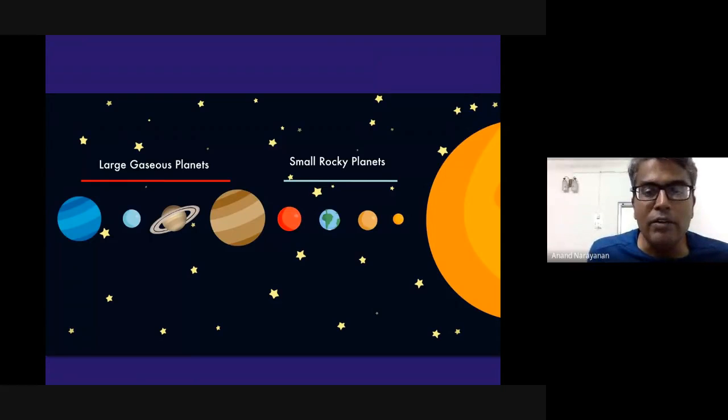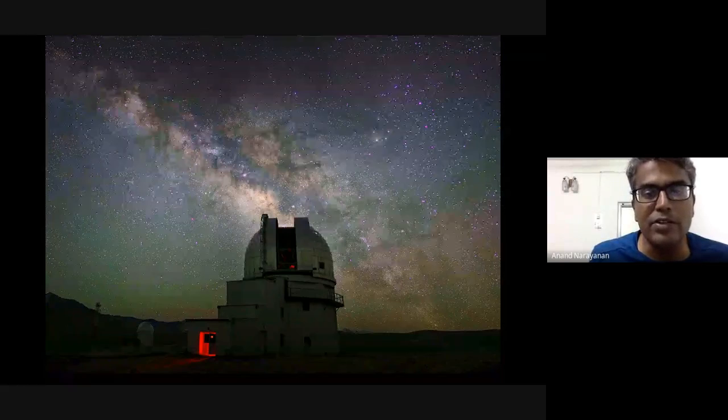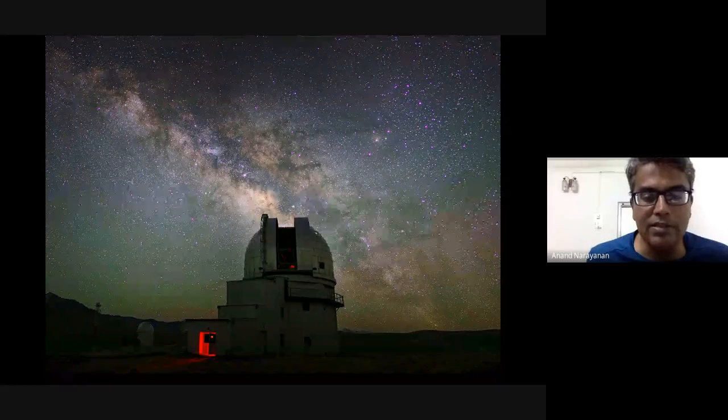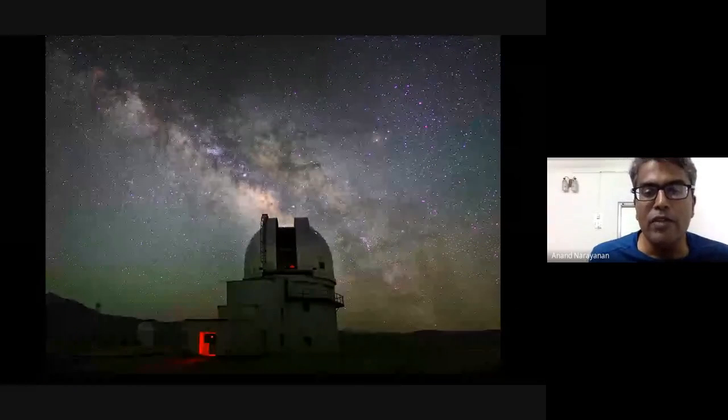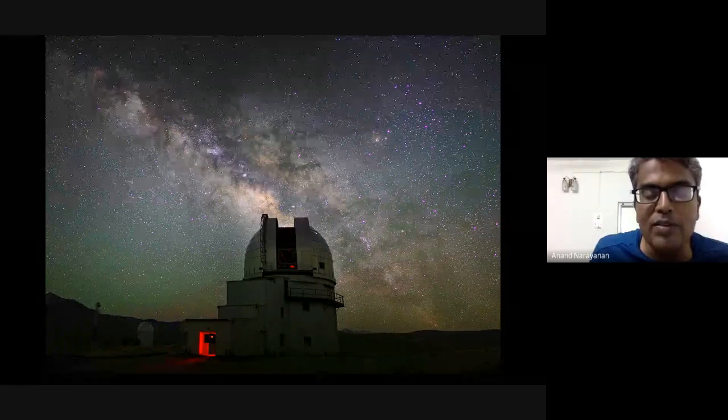But if you have ever looked at the night sky, you know that sun is not the only star. There are untold number of stars in the night sky. So here is an astrophotograph of the night sky from the Leh region of Ladakh. In the foreground, the structure that you're looking at is a telescope called the Himalayan Chandra telescope, which is in Ladakh, and it is owned and operated by the Indian Institute of Astrophysics in Bangalore. So the telescope is not what is important in this picture.